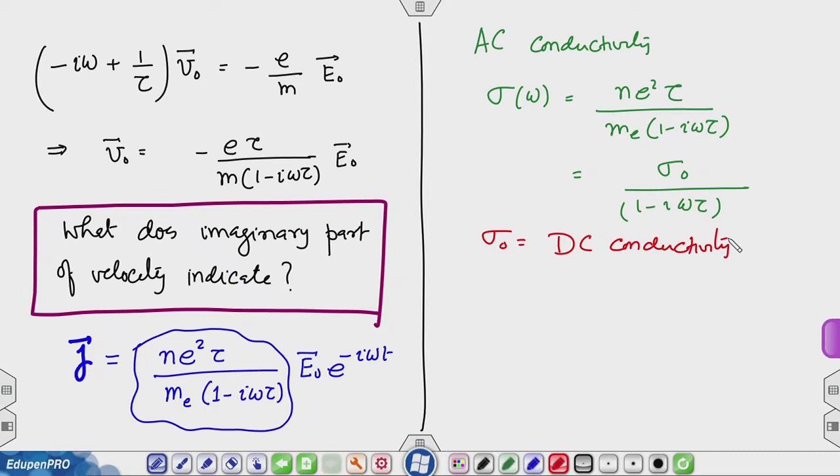So, what we have seen is that if I apply an AC field to a conductor, the conductivity depends on omega and is no longer a real number. It has a complex part. Let us look at two different regimes of this.